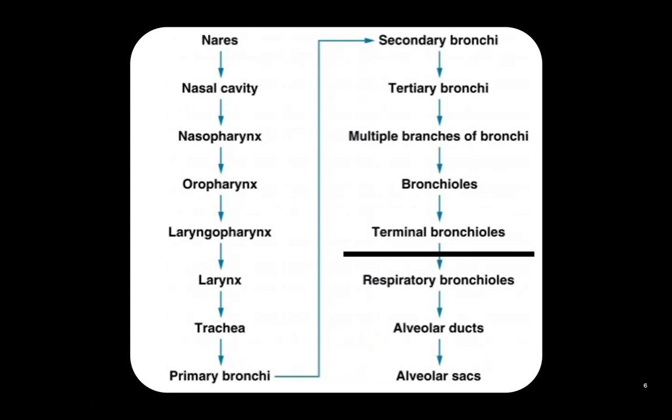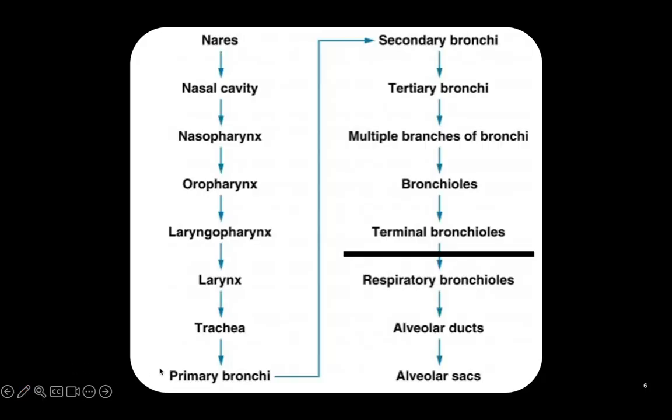That is all going to be structures that are responsible for bringing air into the respiratory system, into the lungs, and filtering, moistening, warming, all of that. Okay. Everything below my black line, not too much, right? So just the respiratory bronchioles, alveolar ducts, and alveolar sacs, those are going to be our respiratory zone structures. Okay. So that's where gas exchange actually happens.